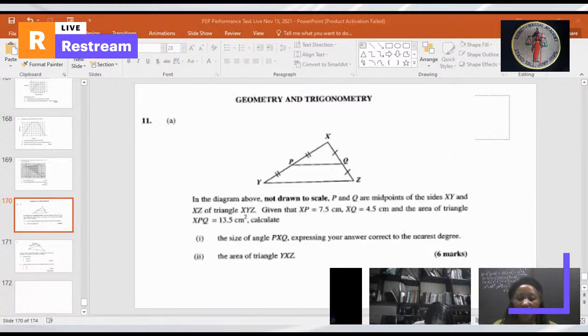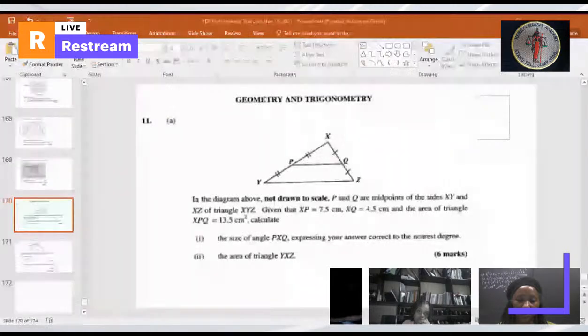And you realize that both triangles have the same angle, right? The small triangle and the big one, they both do. So that 53 degrees also applies to the big triangle. So the second part of the question wants us to find the area of the big triangle.